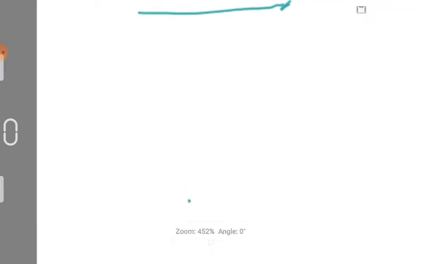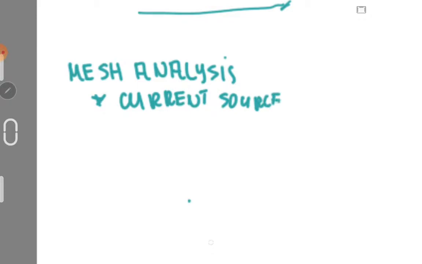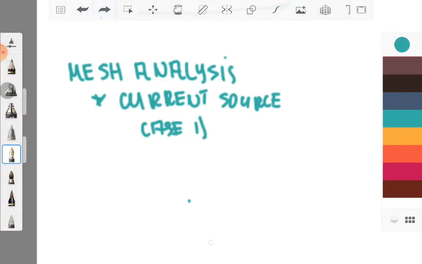Okay guys, our next example for your mesh analysis will be mesh analysis with current sources. There are two cases of mesh analysis with current sources. So you have our case 1, wherein the current source is in one mesh.